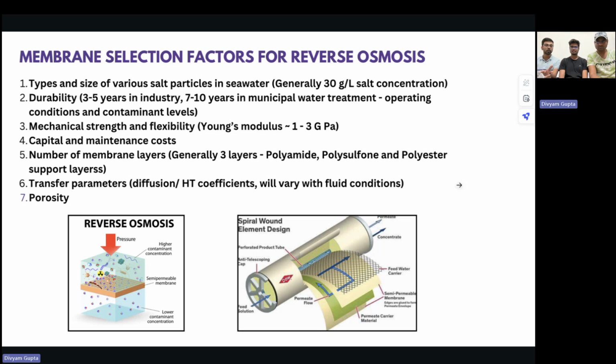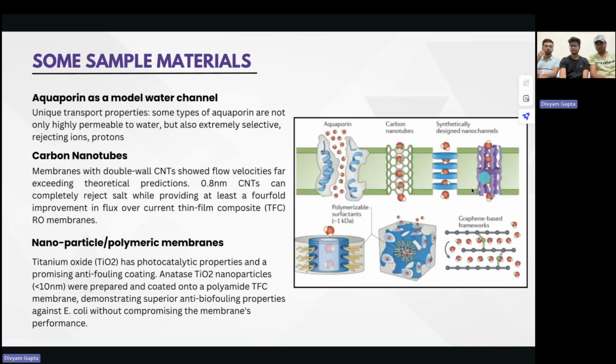The last 2 points are transfer parameters like diffusion coefficient, heat transfer coefficient, viscosity, etc., and the porosity of the membrane pores. That will also affect the transfer properties. So now we looked through rigorous literature review and found three important materials which are used in current membrane RO technologies: aquaporins, carbon nanotubes, and nanoparticles using polymer membranes.